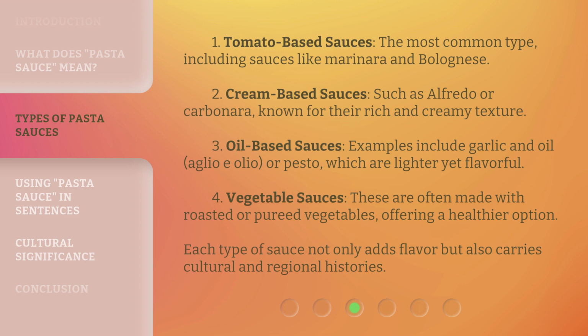3. Oil-based sauces. Examples include garlic and oil, aglio e olio, or pesto, which are lighter yet flavorful. 4. Vegetable sauces. These are often made with roasted or pureed vegetables, offering a healthier option. Each type of sauce not only adds flavor but also carries cultural and regional histories.